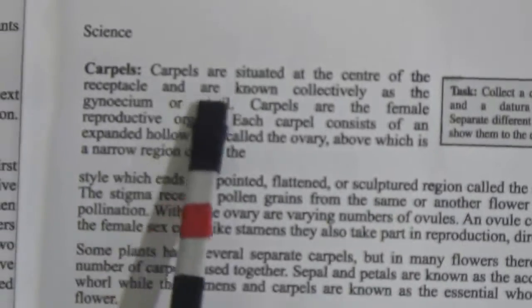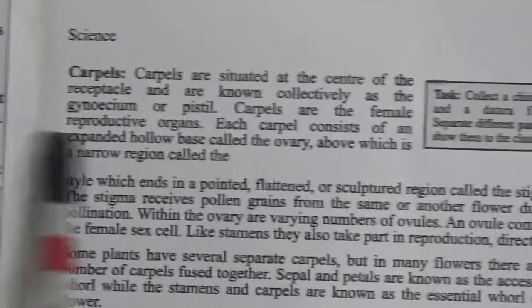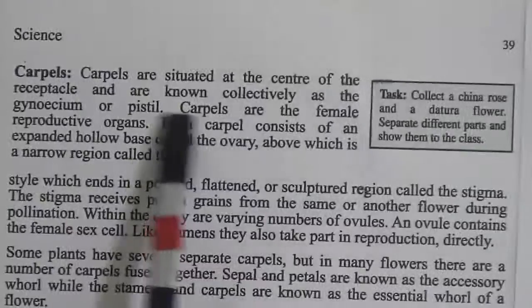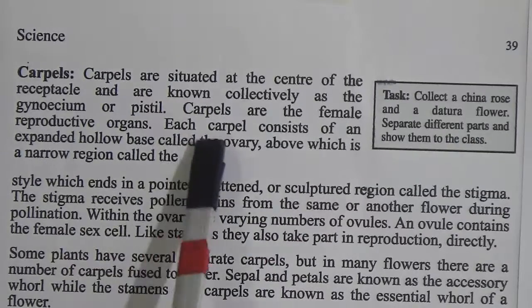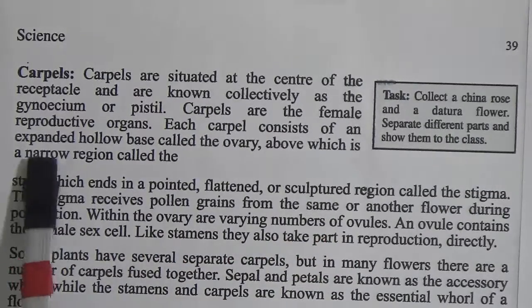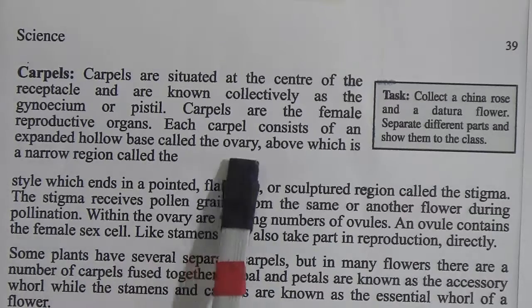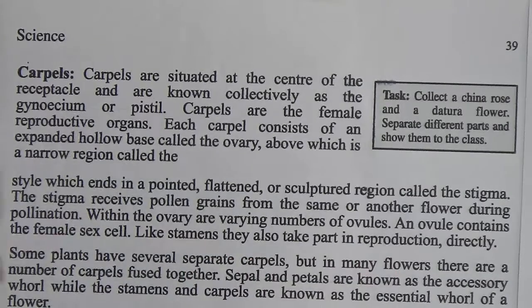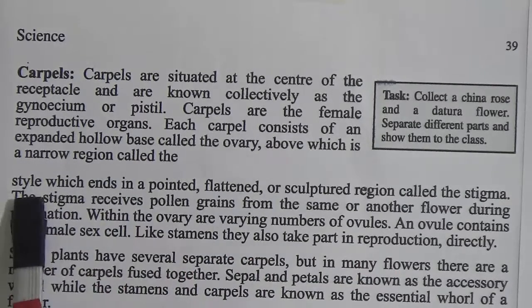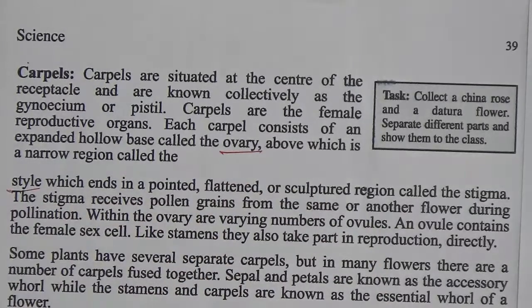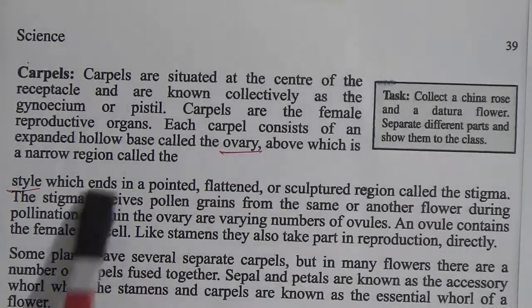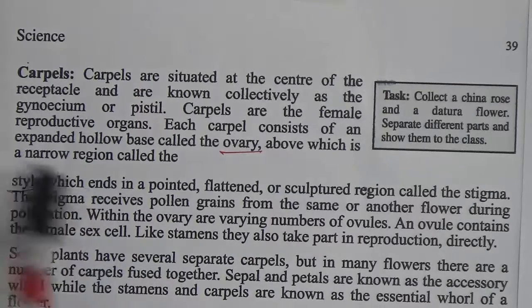Now come to the carpel. Carpels are situated at the center of the receptacle and are known collectively as the gynoecium or pistil. The carpels are the female reproductive organs, and each carpel consists of an expanded hollow base called the ovary, above which a narrow region is called the style. That means a carpel consists of ovary and style, and the ovary after fertilization turns into fruit.